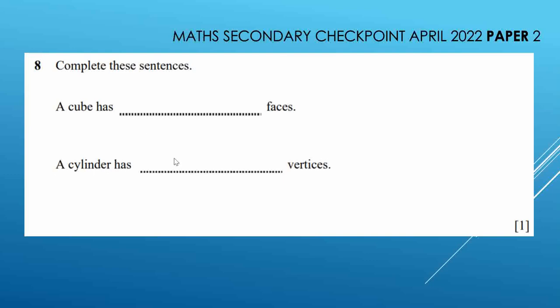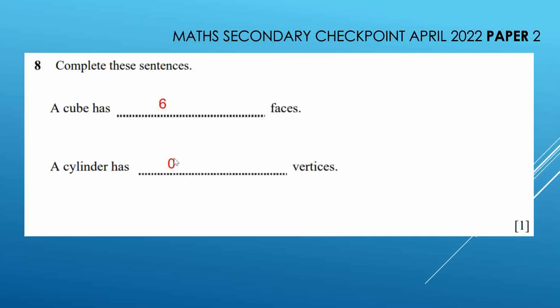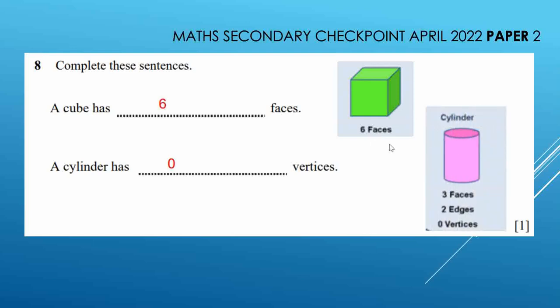Let's check the answer. A cube has 6 faces and a cylinder has 0 vertices. You get it correct? Here's the explanation. A cube has 6 faces, and a cylinder is all round. There's no sharp point, so 0 vertices. Cylinder has 0 vertices.